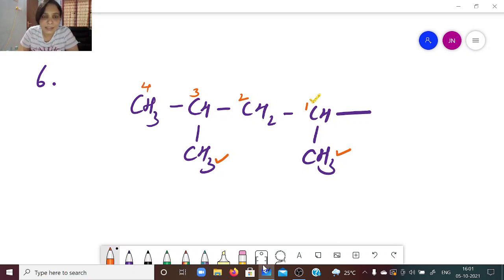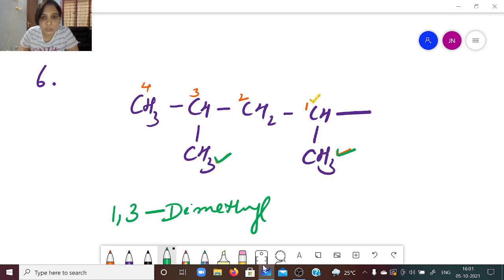And on the first and third carbon, we have 2 branches. Both the branches are methyl branches because only one carbon is there in this branch. So how can you name this? 1, 3. 2 methyl groups are there. So dimethyl. Then the total number is 4. 4 carbons are there in the main branch. So you can write it as butyl.